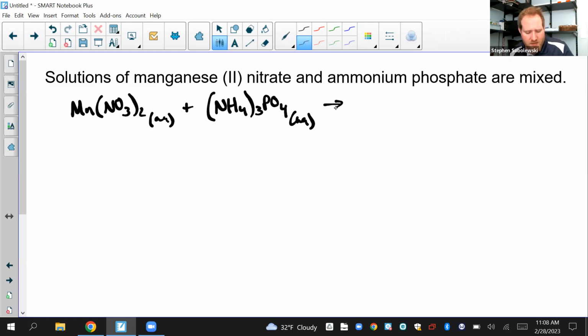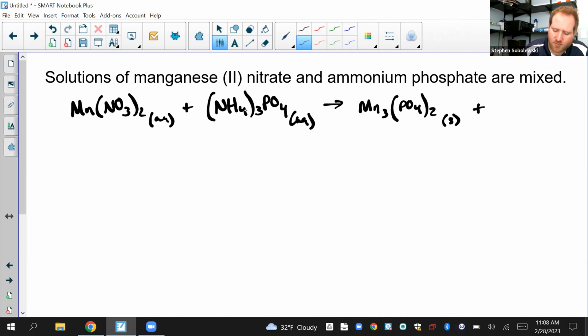One product is going to be manganese 2 phosphate. Note that the manganese started with a charge of 2+, and it's going to stay with a charge of 2+. Checking my solubility table, manganese 2 phosphate is solid. So right off the bat, I could pretty much tell this will occur. So let's write that out. Mn with a 2+ charge, PO4 with a 3- charge. The final product is Mn3(PO4)2, solid.